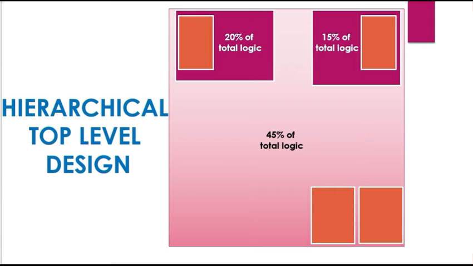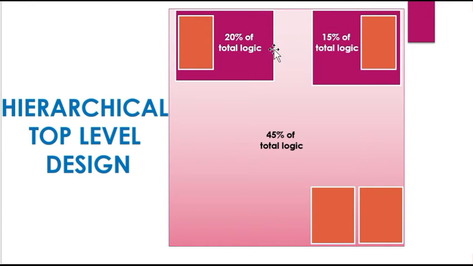But if you decide to divide the design into different subsystems and you are handling these subsystems separately, it means you have decided to follow a hierarchical design approach. So in hierarchical top level design, these subsystems will be handled separately and can be handled parallelly as well. Then they are integrated in the top level.